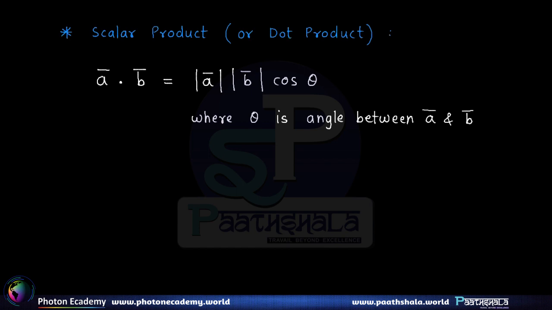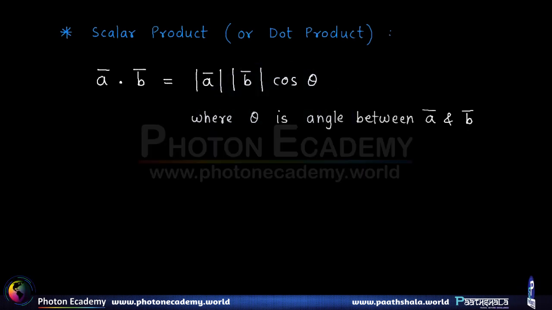Now we move ahead to learn the scalar product, also called the dot product, of two vectors. Just like in algebra we do the product of two numbers, similarly in the vector world we are doing a product of two vectors, but of course it is different than the product of two numbers.